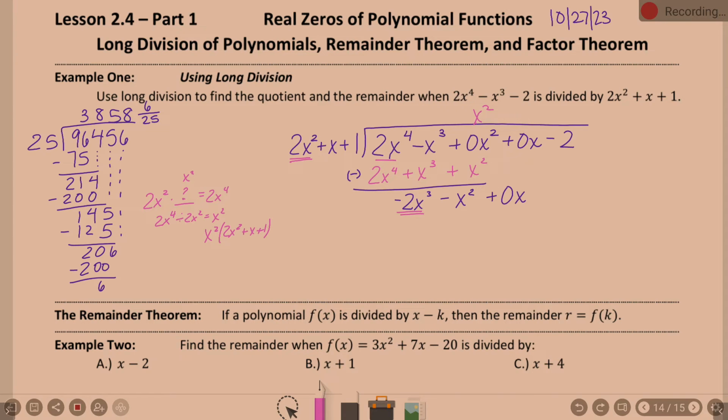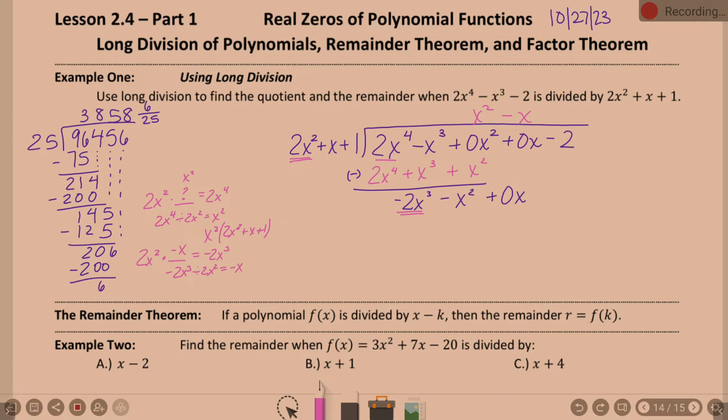How many times does 2x squared go into negative 2x cubed? Or 2x squared times what is negative 2x cubed? Negative x? Okay. Or again, if you don't like that, just divide them. What is negative 2x cubed divided by 2x squared? Where am I putting that negative x? Above the 0x is my next empty space. It's a corresponding place value.